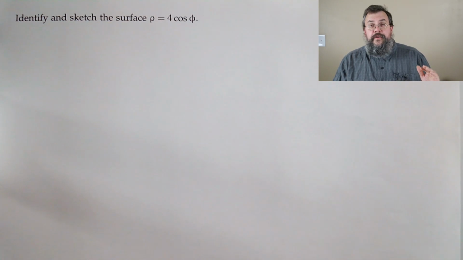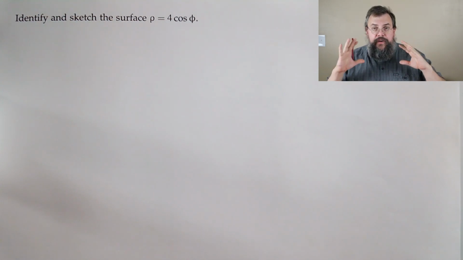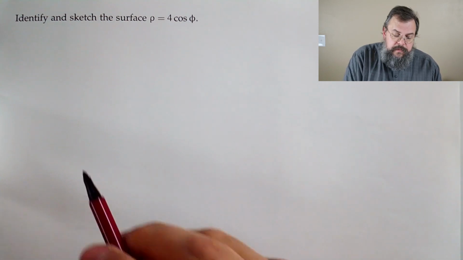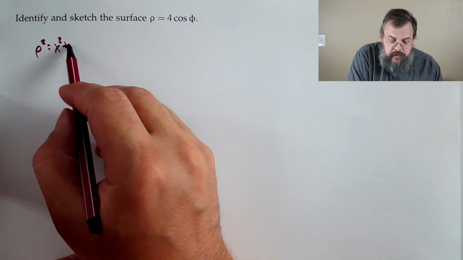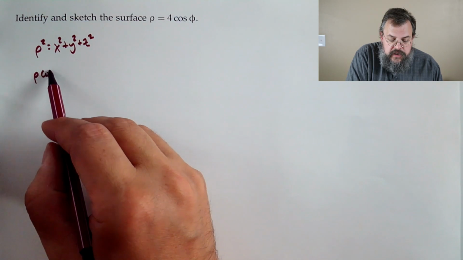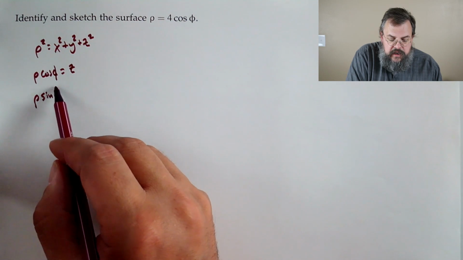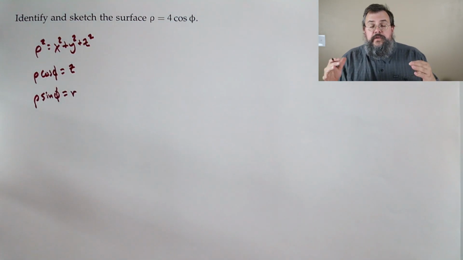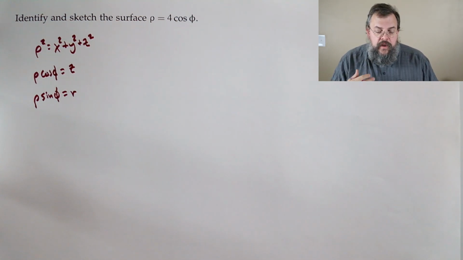Now, when you're thinking about doing the conversion, you should remember there are 3 important rules. And if you remember these rules, in addition to polar, you can pretty much do everything. So the 3 important rules are rho squared equals x squared plus y squared plus z squared, rho cosine phi is equal to z, and rho sine phi is equal to r, where r is what you encounter when we talk about our polar coordinates. So looking at this, we say, well, we don't have any of those.